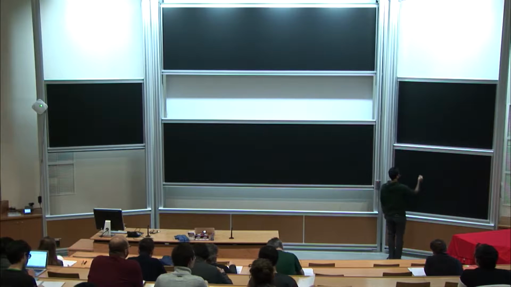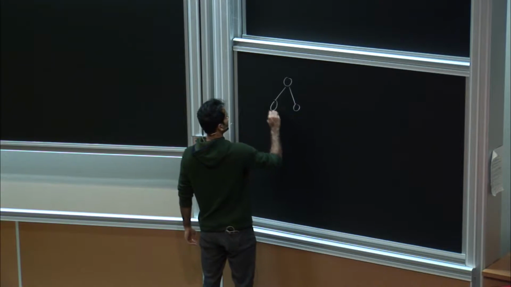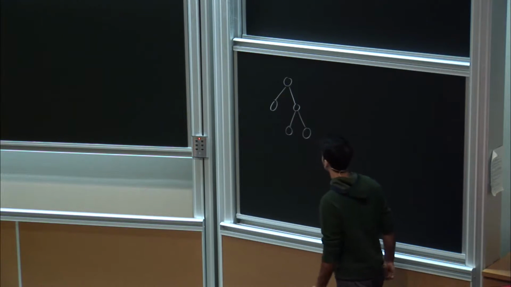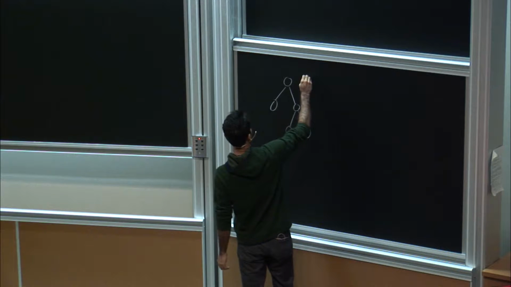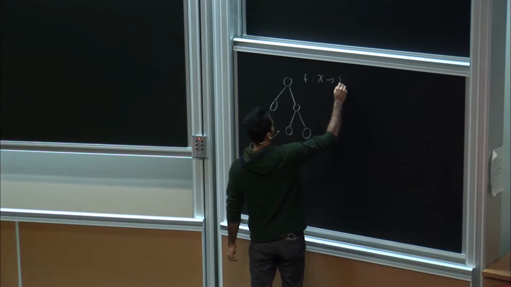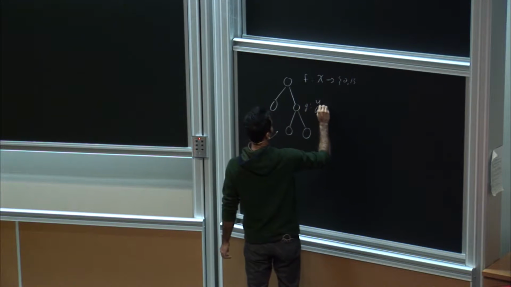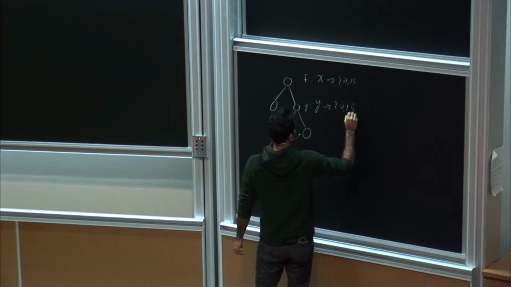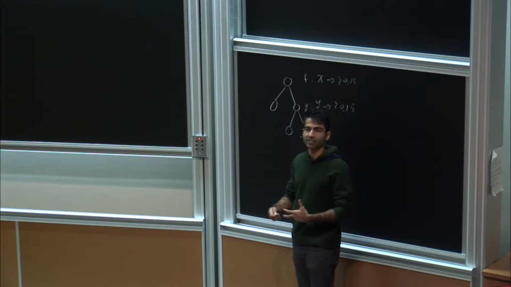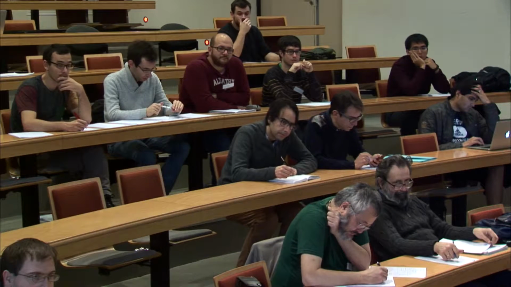And remember, a communication protocol is an object that looks like this. It's sort of a binary tree where every vertex is labeled by a function that either maps the first player's input to a bit, or a function that maps the second player's input to a bit. Then the way you execute this protocol is you start at the root, and the players use their inputs to compute these functions and decide which leaf to go to. Okay, so that's the protocol.